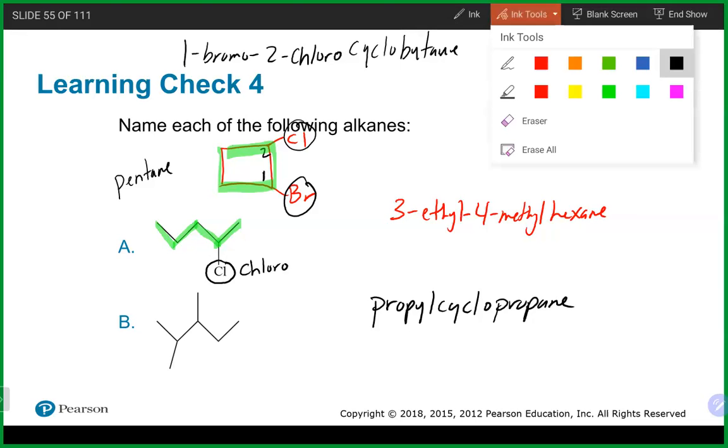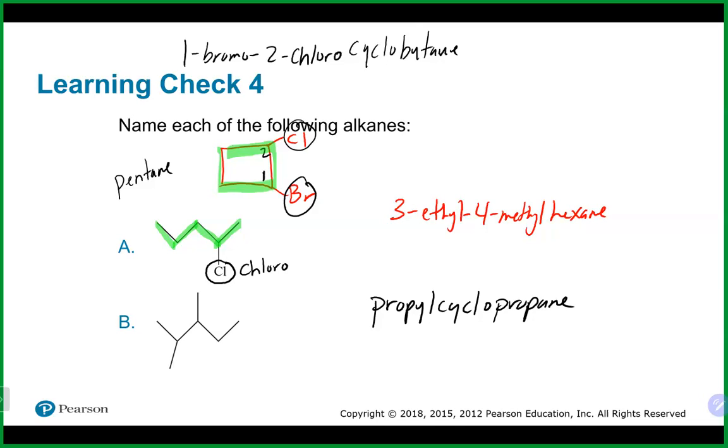And if we went to number here, you could probably see going right to left should give us the smaller number. If we went the other way, we'd probably have a 4, which is larger. So this would be 2-chloropentane. Any question on that one there?